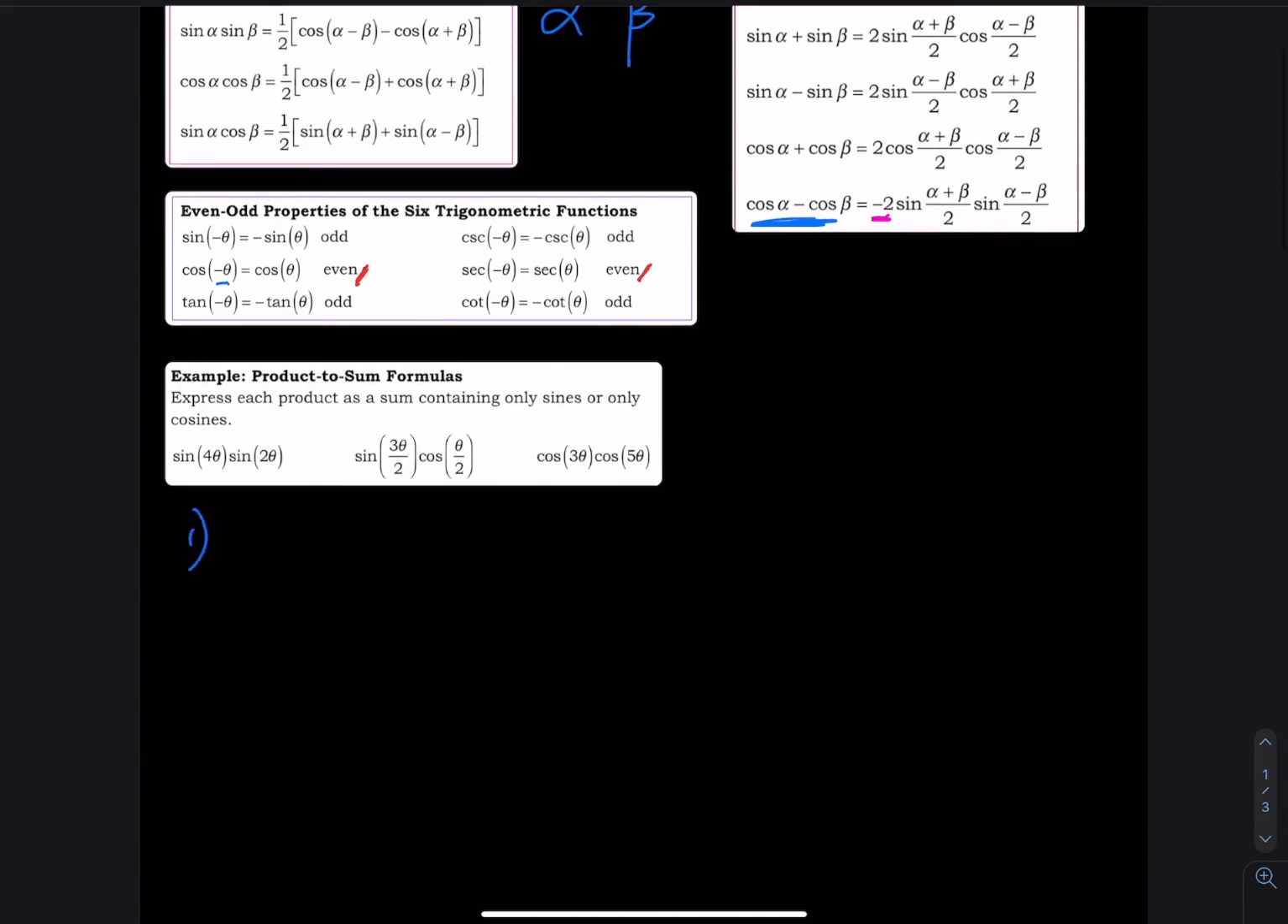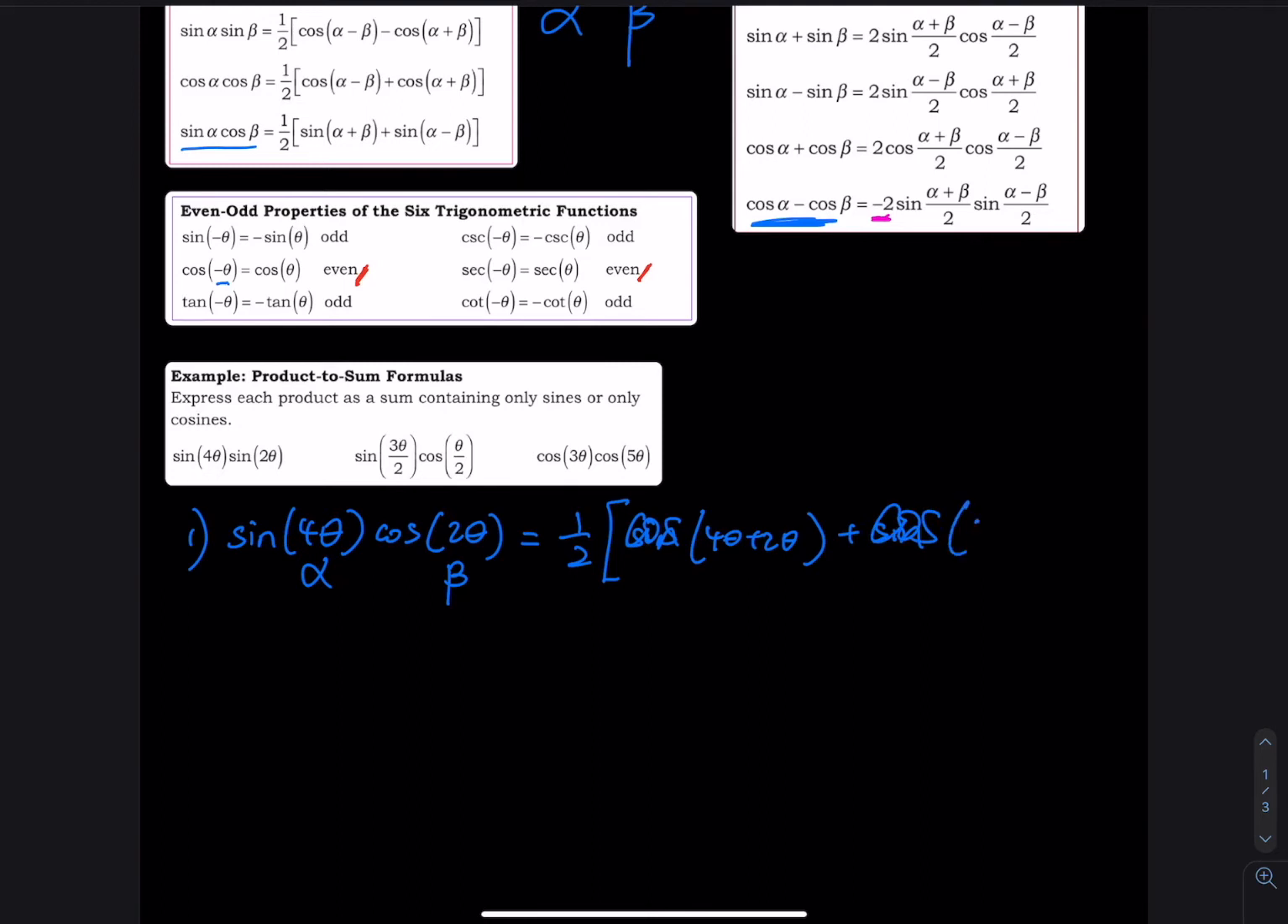The first one is sine of 4 theta times cosine of 2 theta. So that is 4 theta and 2 theta. We have a sine times a cosine. You can easily find the formula in here. So we have alpha and beta. That is equal to 1/2. All you have to do is plug in sine of alpha plus beta, so that is 4 theta plus 2 theta, and then plus sine of alpha minus beta, which is 4 theta minus 2 theta. Wait, the first one is supposed to be a minus. I was looking at the wrong place, so this is supposed to be a minus.